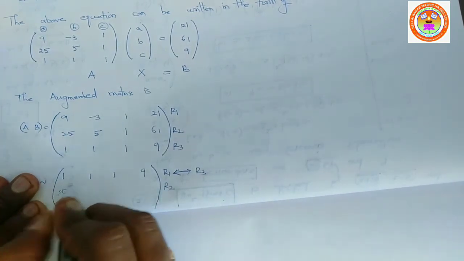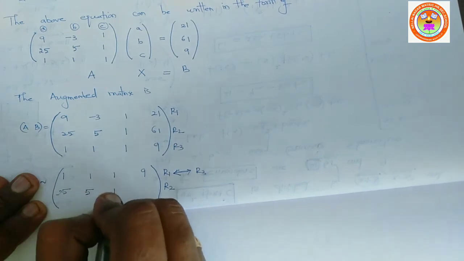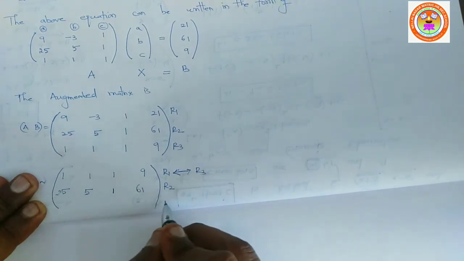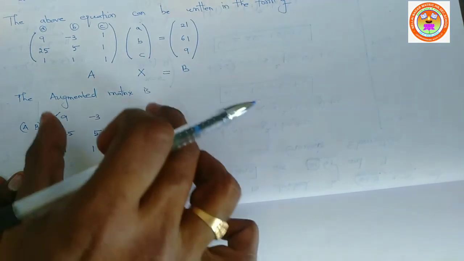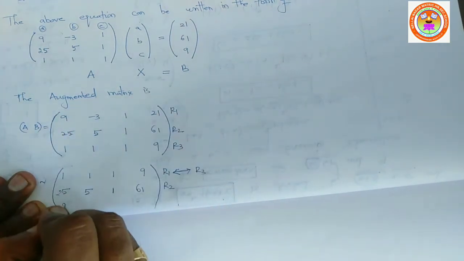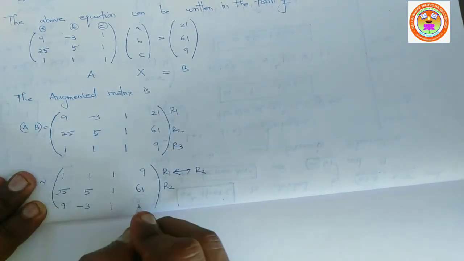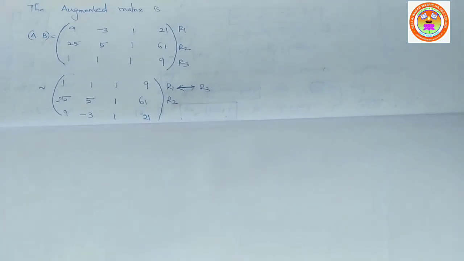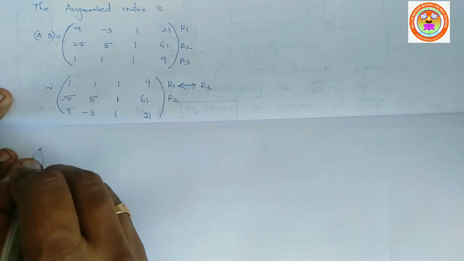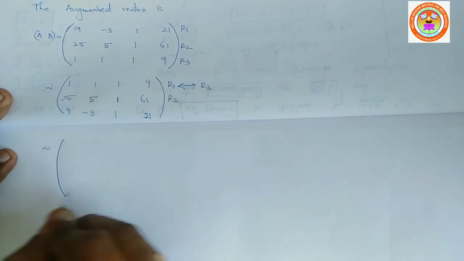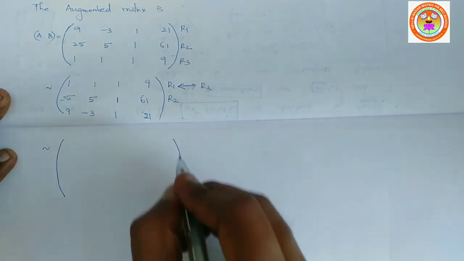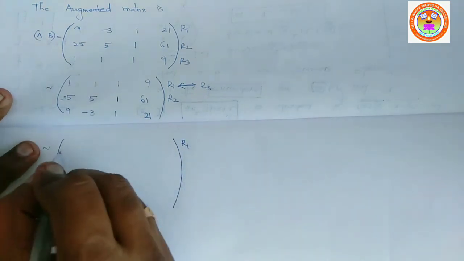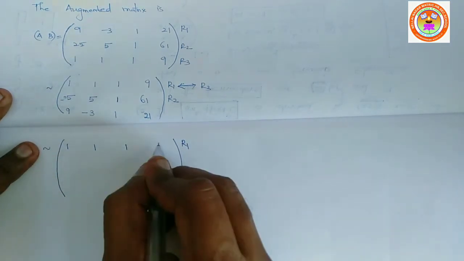R2 stays as 25, 5, 1, 61. R1 moves to R3: 9, minus 3, 1 and 21. Next, we need to make these entries 0. How do we make them 0? There is no change in R1, so write R1 as it is: 1, 1, 1 and 9.